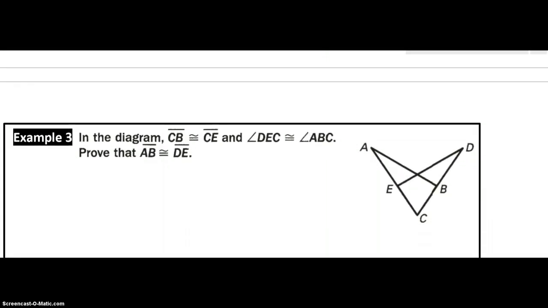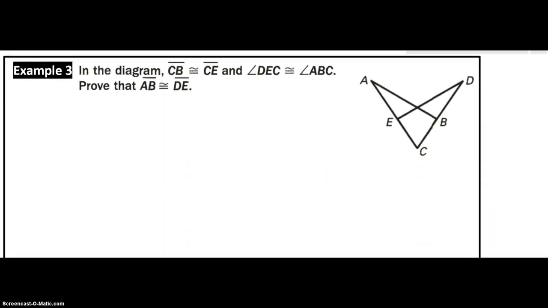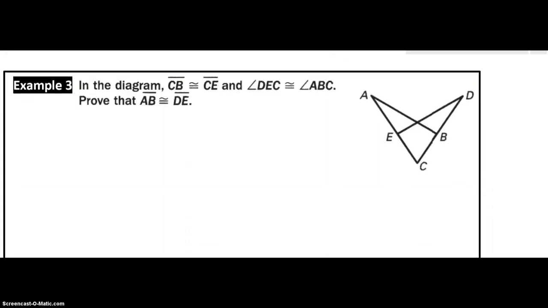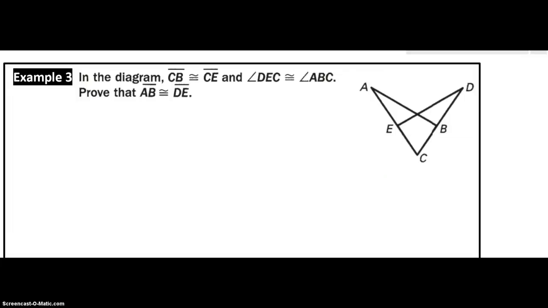All right, example number 3. This is why we did not do the first one in the follow-up, because this is almost the identical picture that we're going to do now. So, in the diagram, CB is congruent to CE. Let's go ahead and mark it. And angle DEC is congruent to angle ABC. Hang on just a second.